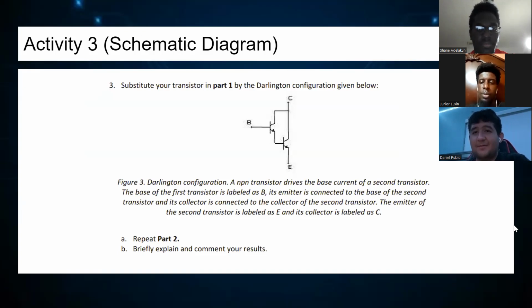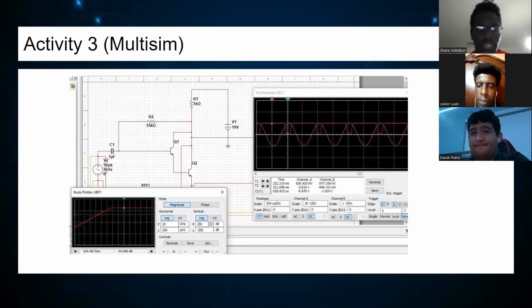This is activity 3, the schematic diagram. You have to substitute the answers from part 1 and write them down and compare them below. And then you repeat with part 2. And again, like my fellow teammate said, it's a repeat of the previous activity. We basically come up with similar results, not exactly the same, but similar.